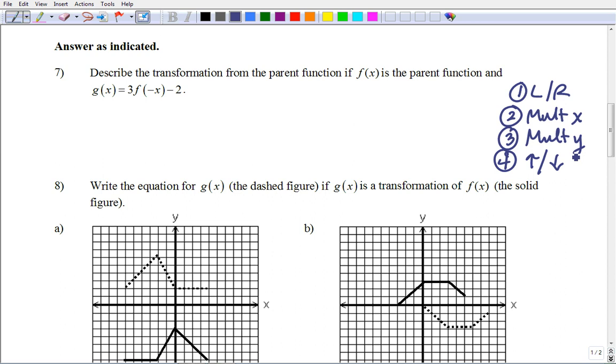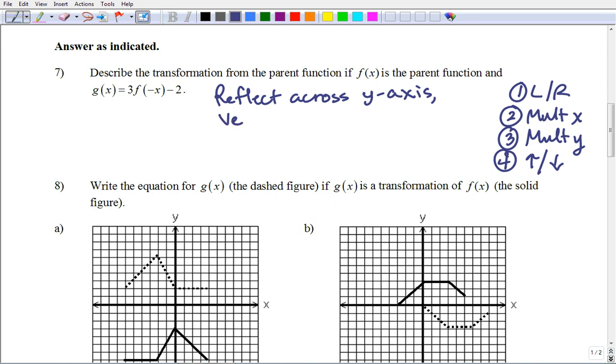So we need to look, are we moving anything left and right? No, we're not, but multiplying the x's, there is something going on right here. So multiplying an x by -1 will reflect it across the y-axis. Next, are we multiplying the y values? Yes, we are, by 3.